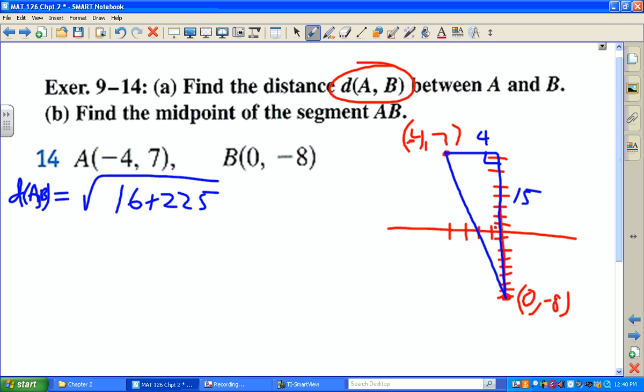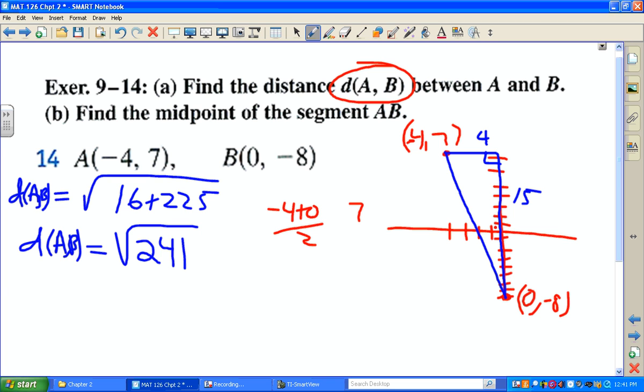241, is that right? I don't know, does that break down? You sure? 7? No? What? I don't know. Square root of 241 would be the distance from A to B. And the midpoint. That would be -4 plus 0 divided by 2. And 7 plus -8 divided by 2. That would be -2, -1/2. That'd be the midpoint.